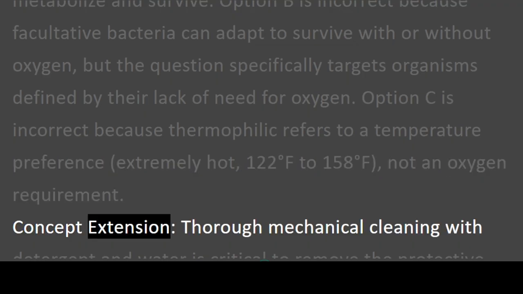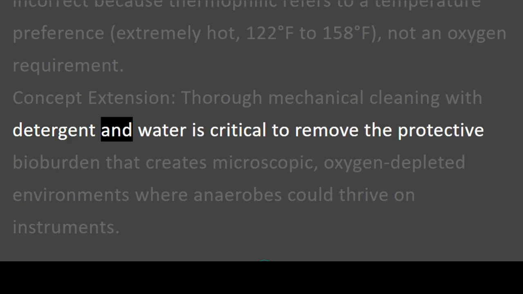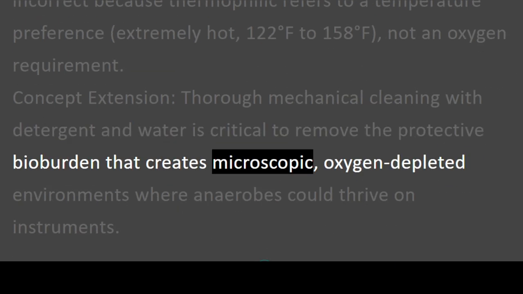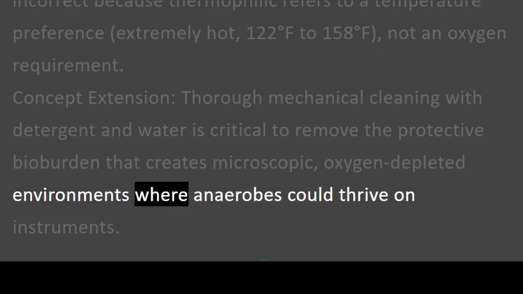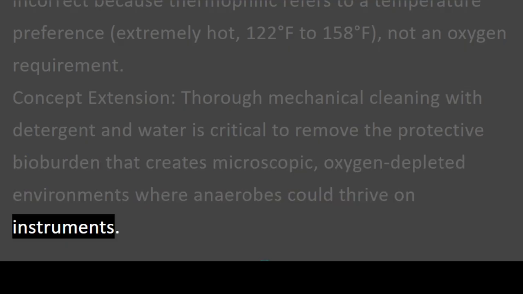Concept extension. Thorough mechanical cleaning with detergent and water is critical to remove the protective bioburden that creates microscopic, oxygen-depleted environments where anaerobes could thrive on instruments.